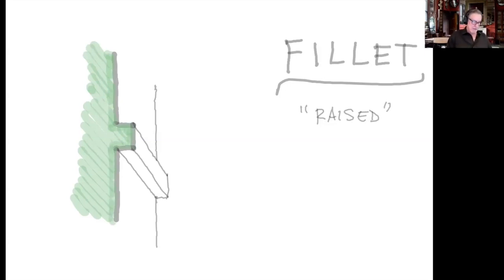Okay. Now, a fillet can also be depressed into the surface, and we call that a sunk fillet. Let's use black. A sunk fillet. And that's one that's depressed into the surface. So a sunk fillet is something like this.